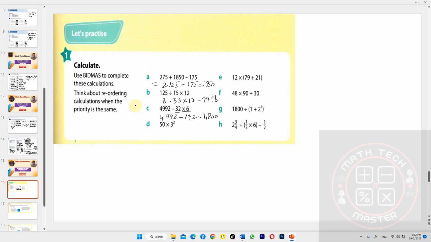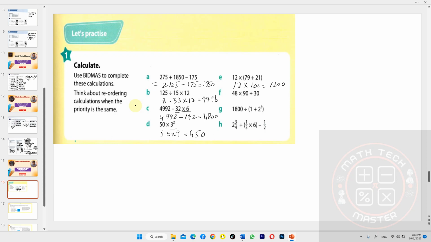In the D part, we can see that there is 3 square and 50 multiplied by 3 square. So we know the indices are to be solved first. So it will be 50 multiplied by 3 square, which is 9. So 50 multiplied by 9 is equal to 450. Simple as that. In the E part, it is simple. 12 multiplied by the bracket area, which will be solved first. So 79 plus 21 is equal to 100. So 12 multiplied by 100 is equal to 1200.